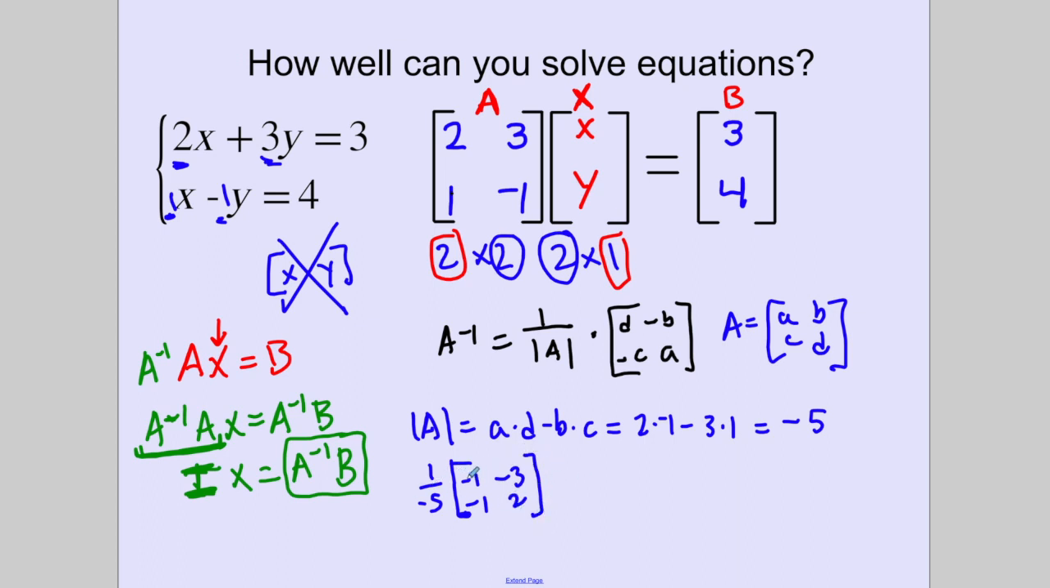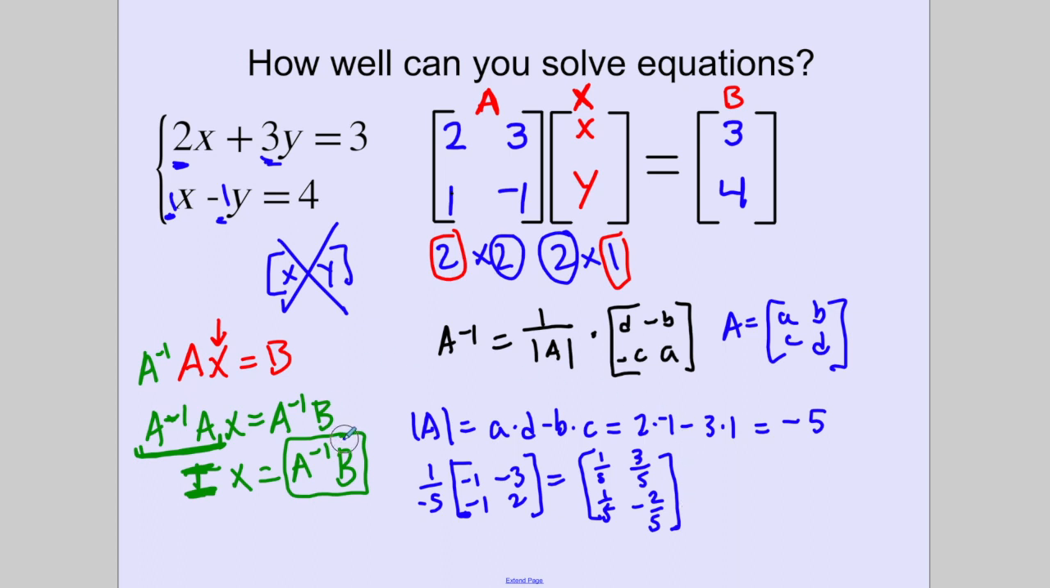Then we go to scalar multiplication. We take 1 over negative 5, multiply by everything here. That's going to give us 1 over 5 here, and then 3 over 5 here, and then another 1 over 5 here, and then lastly, it'll give us negative 2 over 5 in the last one. So that is our inverse matrix.